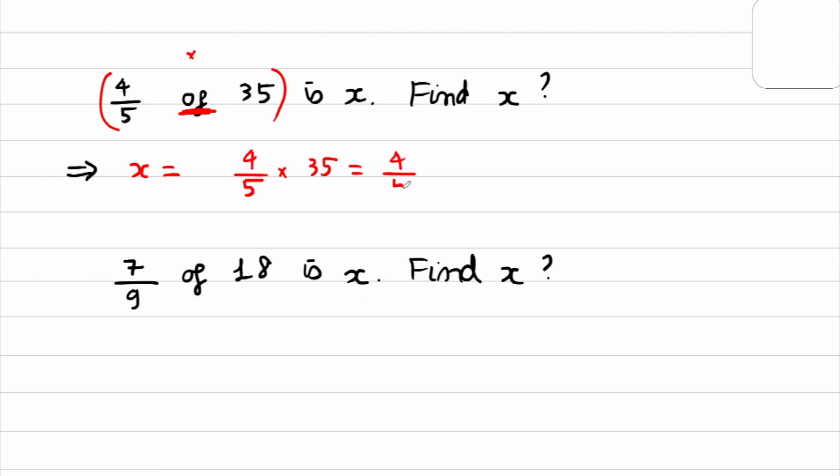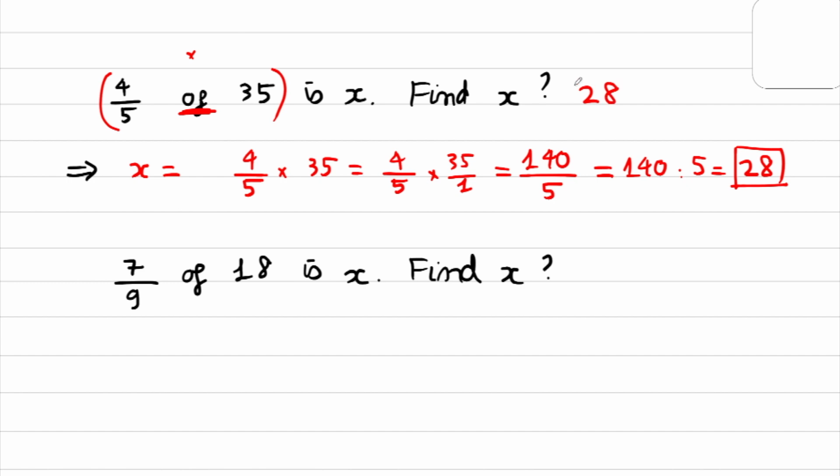4 over 5 multiplied by 35 over 1. After that, you got 140 divided by 5. 140 divided by 5, you can work out by yourself. And then you got 2 here and 8 here. So 28 is my final answer. I will write down 28 here as my final answer.